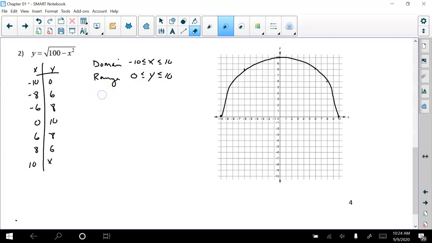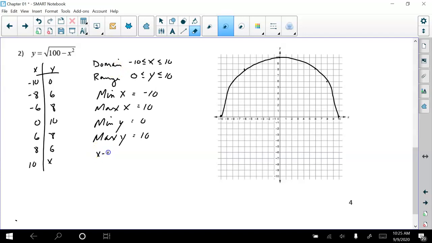Our minimum value for x is negative 10. Our maximum value for x is positive 10. And you can see that corresponds to our domain. You can see the lowest value is negative 10, the greatest value is positive 10. For our range, our minimum value for y is 0, and our maximum value for y is 10. And that also corresponds to the range.